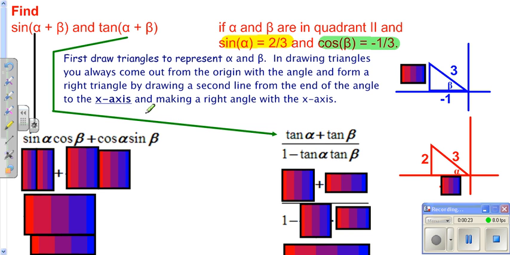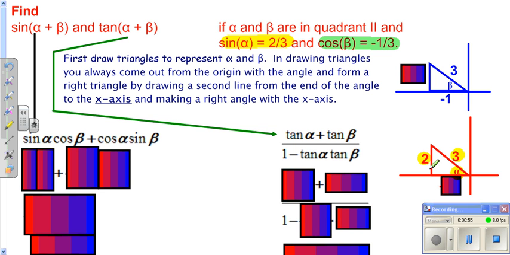The first thing you want to do is draw an angle to represent each one of our given ones. So we'll draw a triangle in quadrant 2 for alpha. Remember, in drawing your triangles, you always come out from the origin and then make it perpendicular to the x-axis. Now, since sine is 2/3, we know that sine is opposite over hypotenuse.